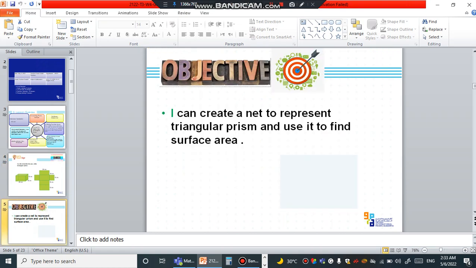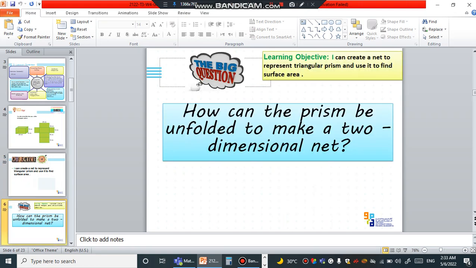Our objective for today: we are going to work on how you can create a net to represent the triangular prism and use it to find the surface area. After that, this is our big question: how can the prism be unfolded to make a two-dimensional net?